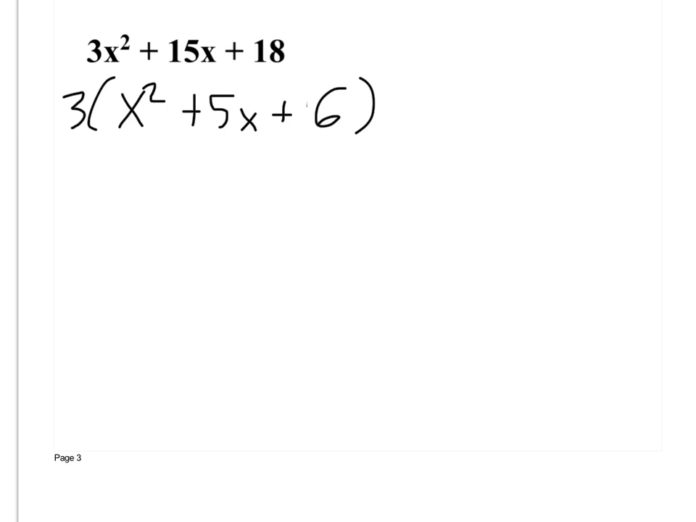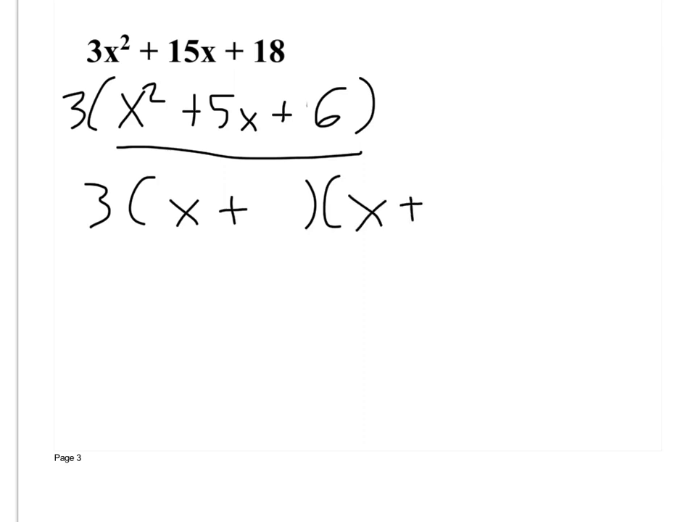Yeah. So now I can ignore this 3 and I can factor x squared plus 5x plus 6. So what adds to give me 5 and multiplies to give me 6? 2 and 3, right? So you do x plus something and x plus something, which we determined is 2 and 3. And there's your answer.